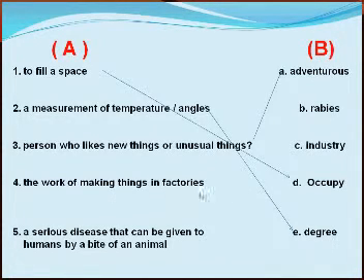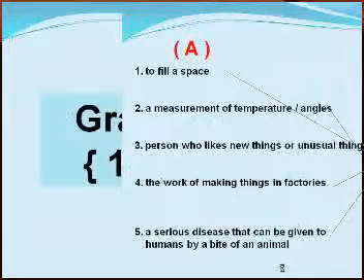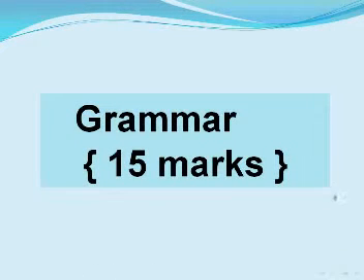The work of making things in factories. Very good. Industry. Number 5, a serious disease that can be given to humans by a bite of an animal, which is rabies. Okay, so this is the end of the vocabulary section.